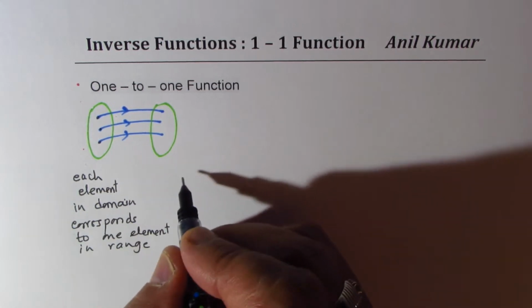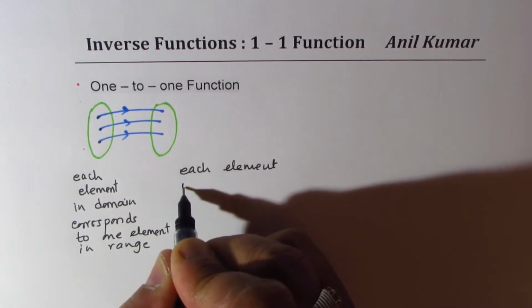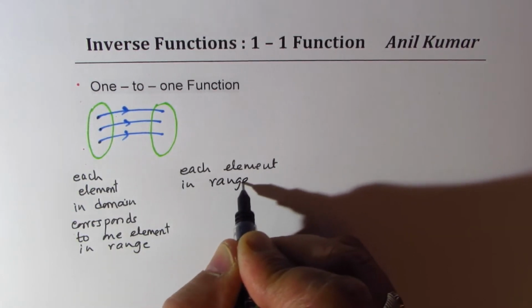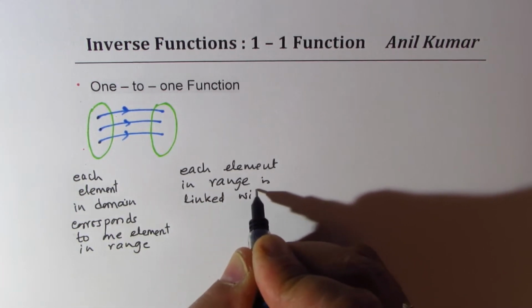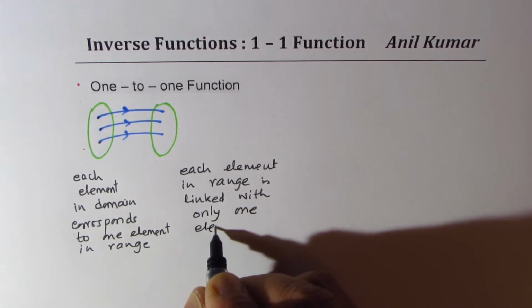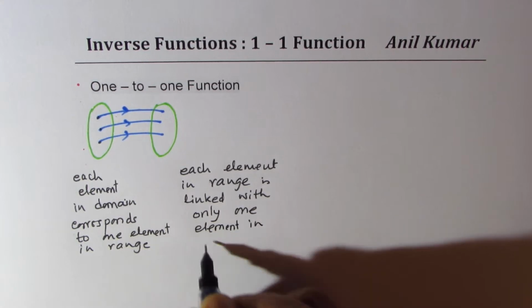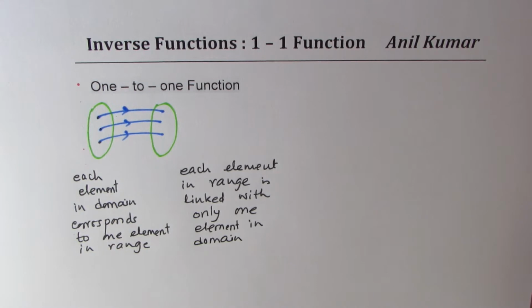You also see that each element in range is linked with only one element in domain. Clear? So that becomes one-to-one function. So that is how we actually see what one-to-one function is, right? Let's take few more examples to illustrate.